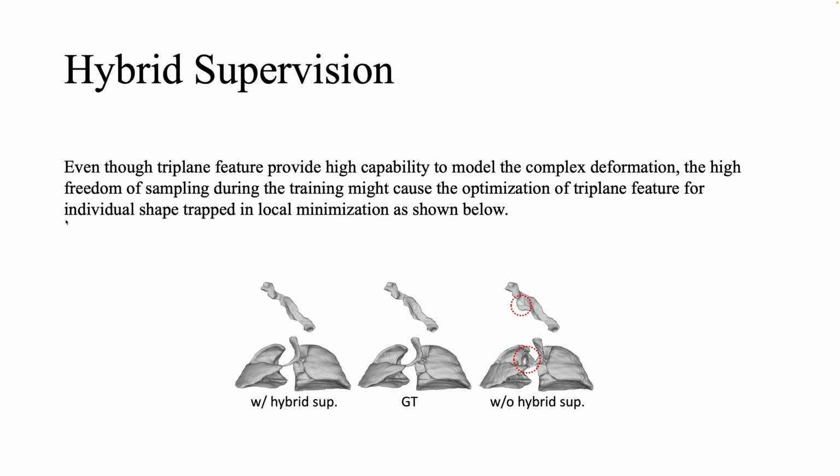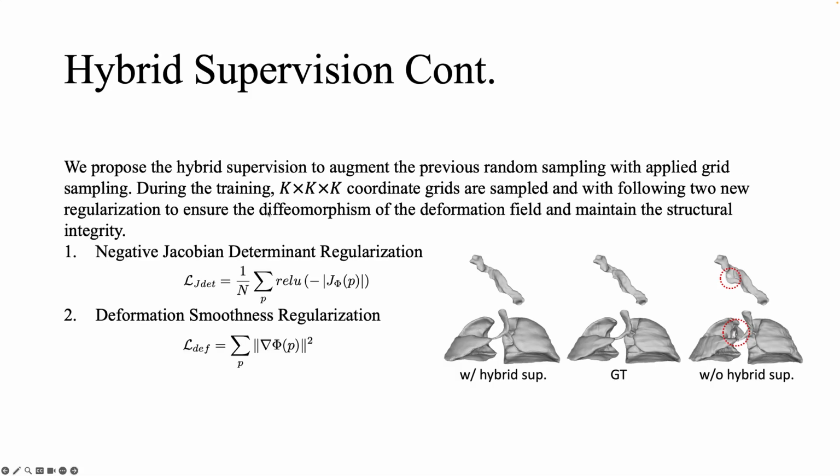Even though the triplane feature provides high capability to model complex deformation, the high freedom of sampling during the training might cause optimization of the triplane feature to be trapped in a local minimum and give bad representation results. Therefore, we propose the hybrid supervision to augment the previous random sampling with grid sampling.